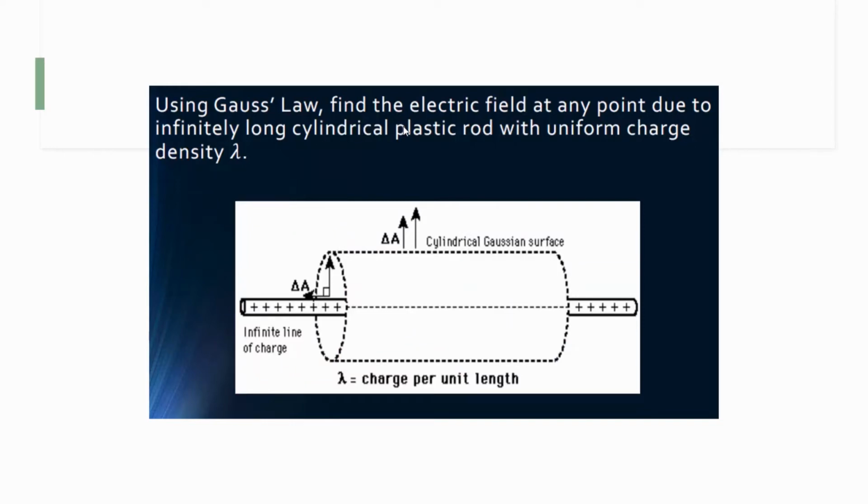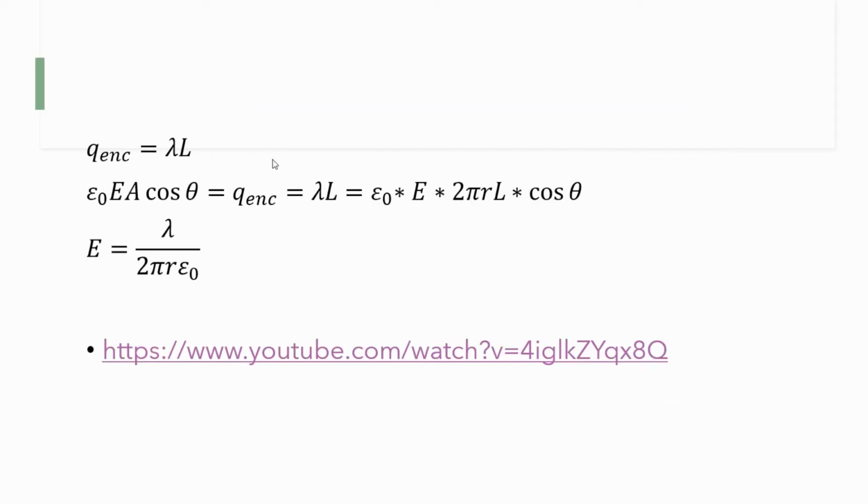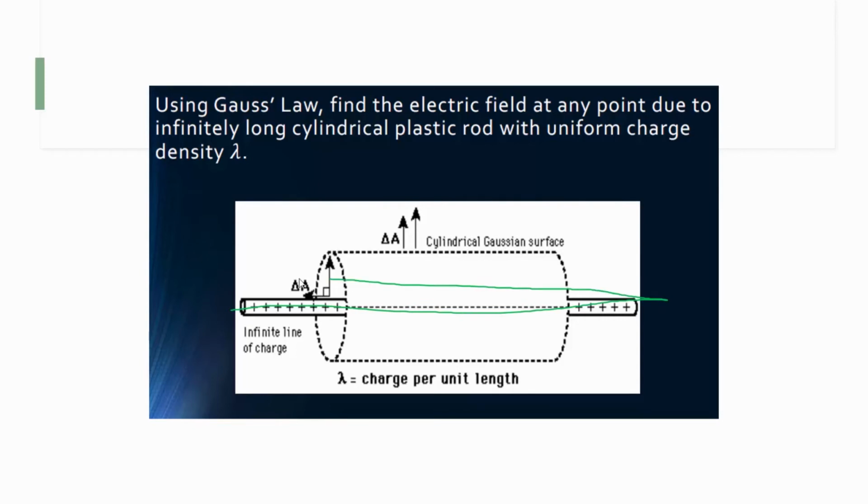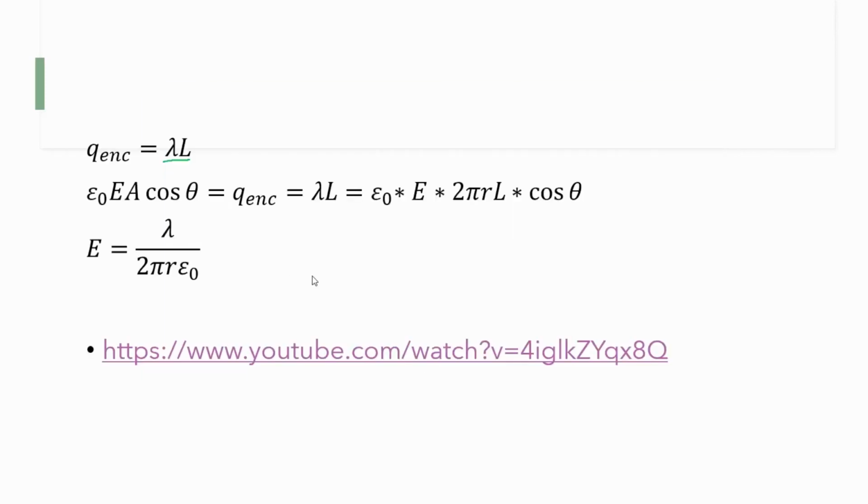Using Gauss' law, find an electric field at any point due to an infinitely long cylindrical plastic rod with uniform charge density, lambda. Medyo advanced tong problem na ito. So, try ko na nga explain. First is kuha tayo sa formula ng Q enclosed. So, the charge is equal to the linear charge density times the length.